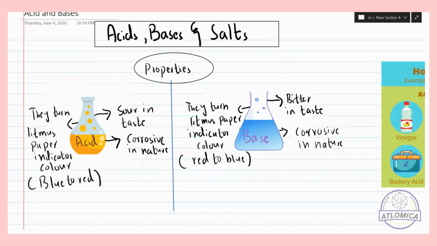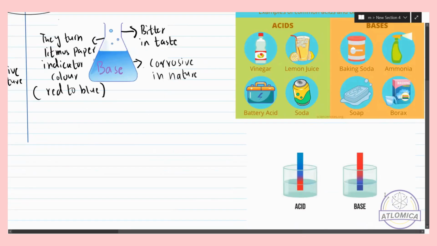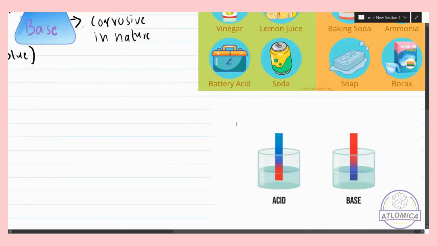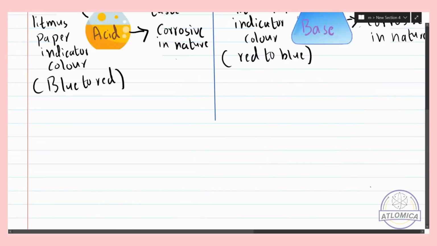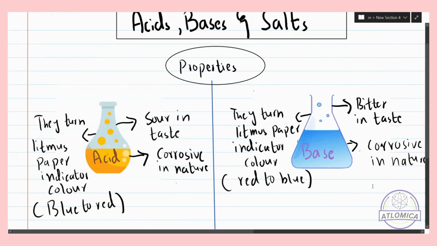Let's look at the demonstration of a litmus paper. In the demonstration, you can see that the blue litmus paper has changed to red when we dipped it in an acid. And a red litmus paper turned to blue when dipped in a base. So basically, acid is a solution. Base is also a solution. And these were some of the things that we needed to learn about acids and bases.